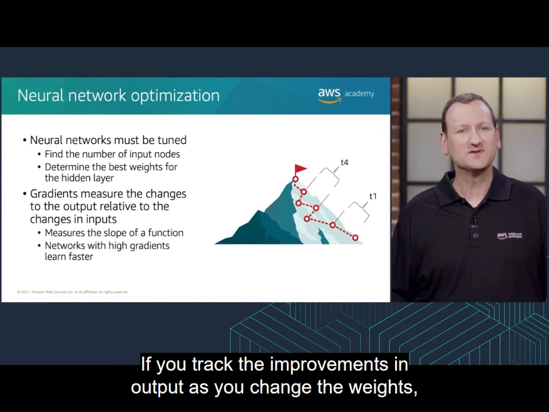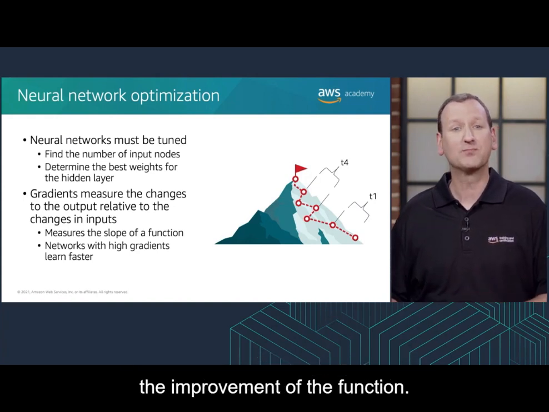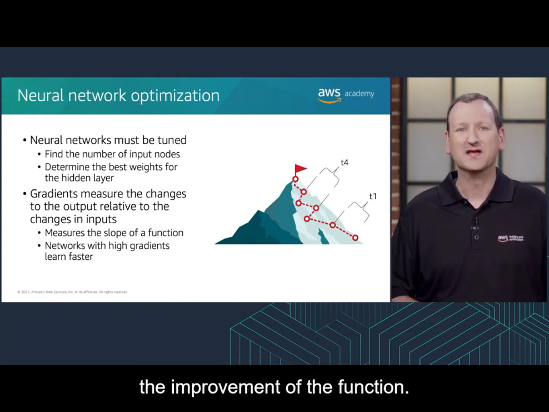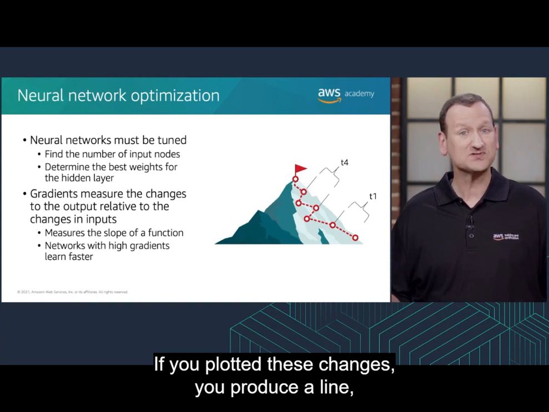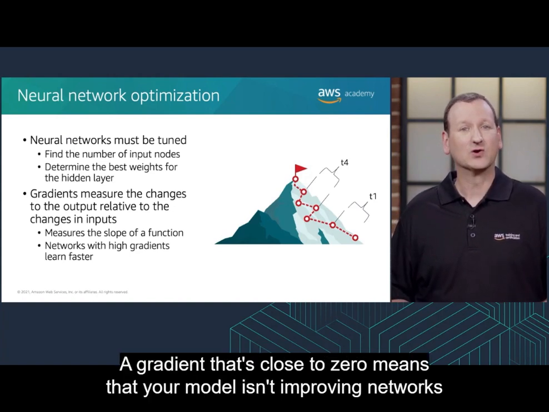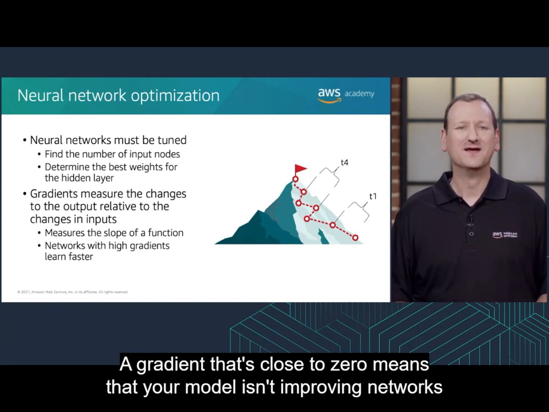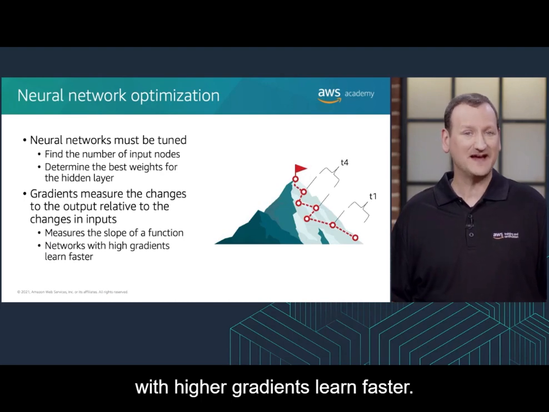During the tuning process, you'll find that some weights outperform others. If you track the improvements in output as you change the weights, you'll have a series of number pairs that match the change in weights to the improvement of the function. If you plotted these changes, you'd produce a line. The gradient would be the slope of the line. A gradient that's close to zero means that your model isn't improving. Networks with higher gradients learn faster.